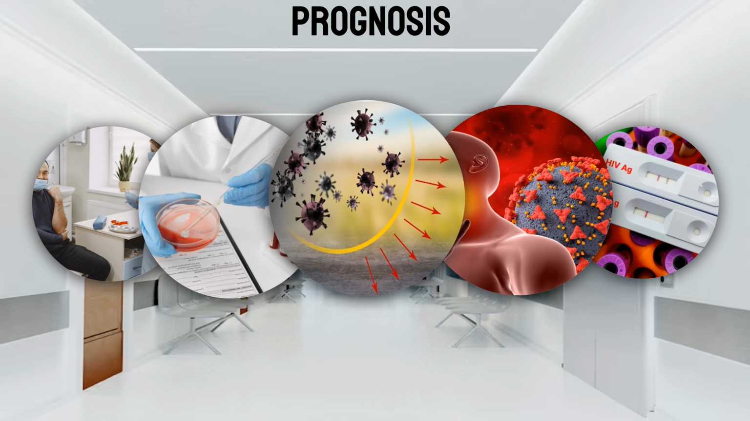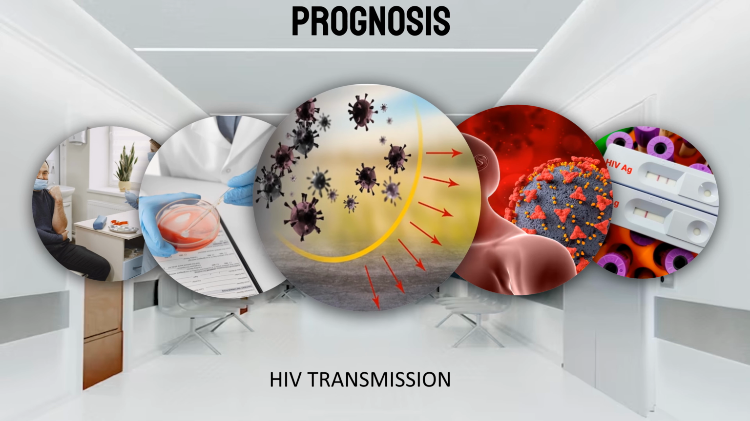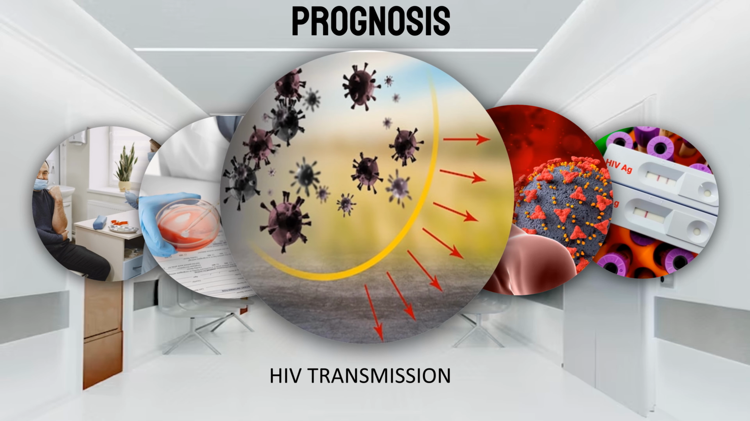With proper medical care and treatment, the prognosis for individuals living with HIV has significantly improved over the years. Here's a step-by-step overview of the HIV prognosis. First is HIV transmission. HIV is primarily transmitted through unprotected sexual contact with an infected person, sharing contaminated needles or syringes, or from mother to child during childbirth or breastfeeding.